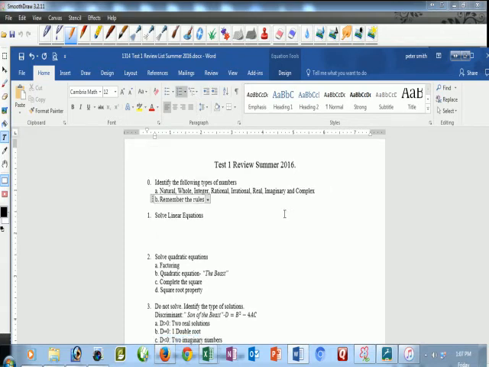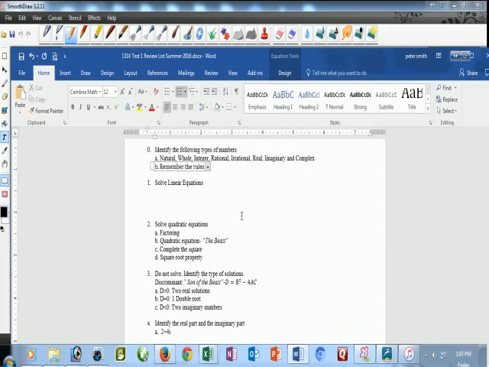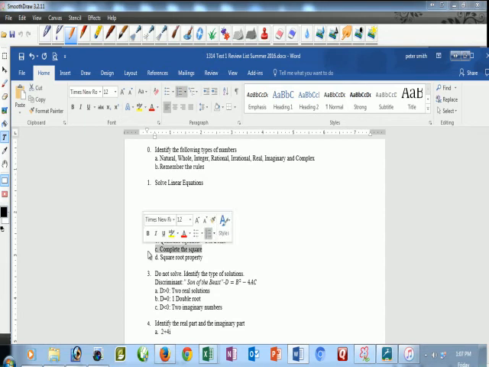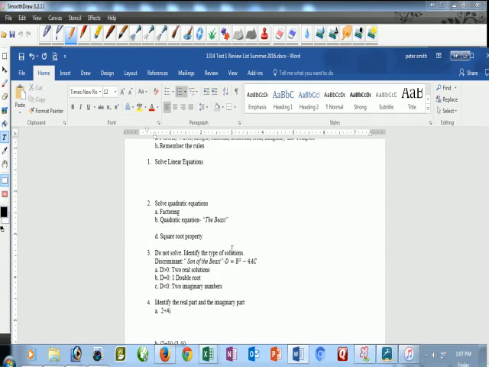Okay. Solving linear equations. You know how to do that. Solve by factoring quadratic equations. The beast, that's the what? Quadratic formula. You should know: minus b plus or minus the square root of b squared minus 4ac, over 2a. Kill that. Complete the square. That's not on the test, so we get rid of that. The next one is do not solve. You've got to remember, identify the type of roots. Find your b squared minus 4ac.